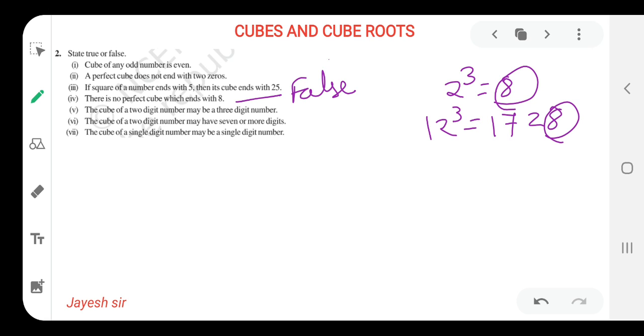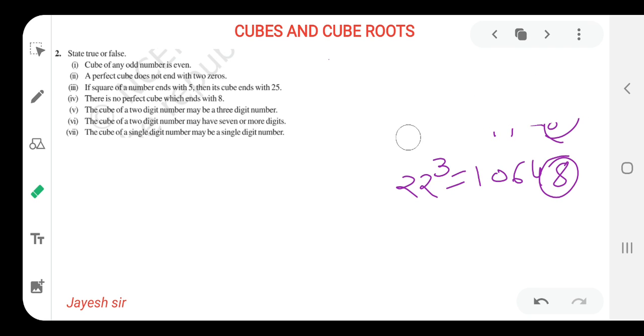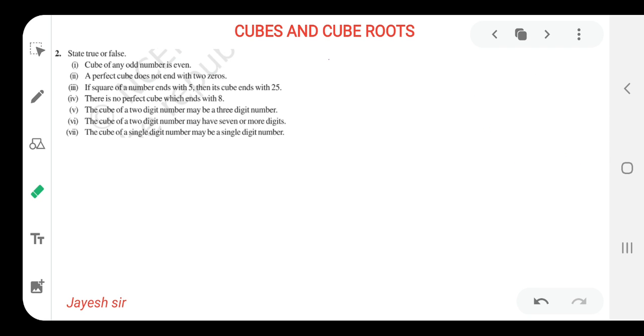For better understanding, let us find the cube of 22 also. The cube of 22 is 10648. Again it is ending with 8. That means the statement given over here is false, because the cubes are ending with 8 and they are perfect cubes also. I hope you all might be getting it. That's why the statement was false. Let us begin with the next question.